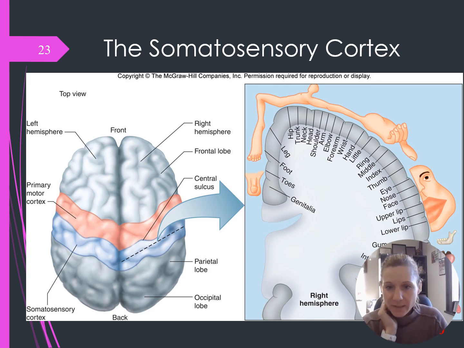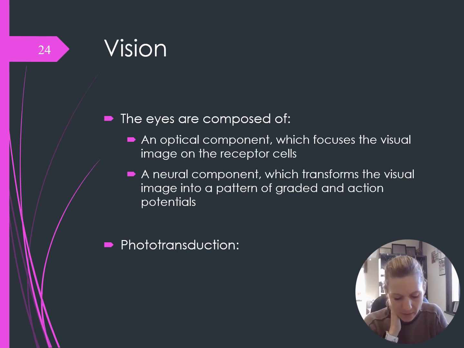Okay, so we are continuing our conversation about the special senses, and here you can see that somatosensory cortex that we mentioned in class. Let me get my laser pointer here, which you can find here in the parietal lobe right next to that primary motor cortex, which is just anterior. So now we're kind of moving forward and going to take a look at vision.